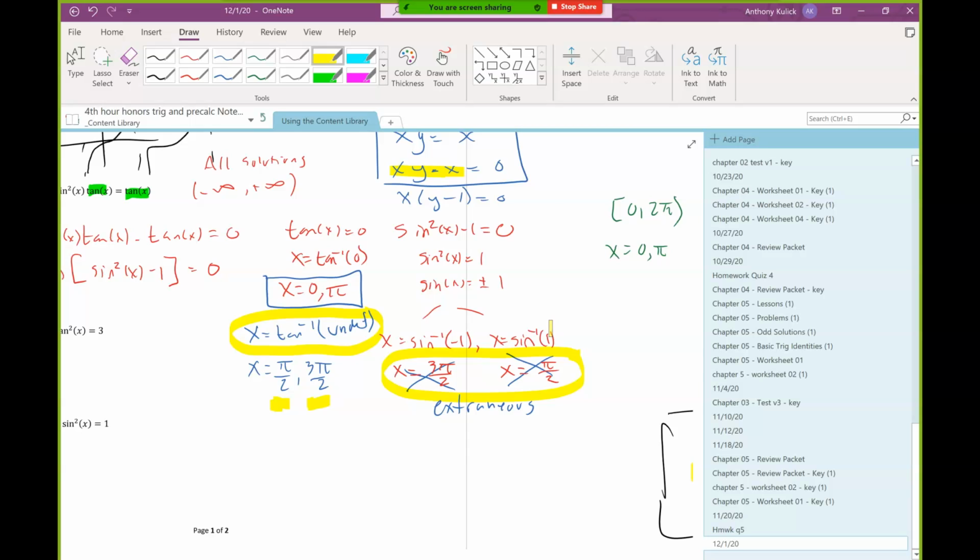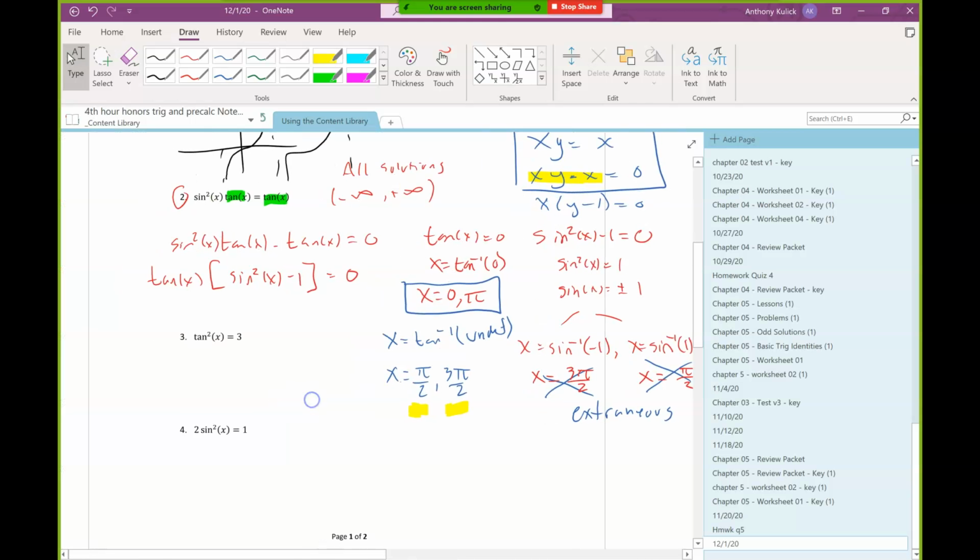So the only time you need to worry about that is if you have tangent, cotangent, secant, or cosecant in your equation with another trig function. But number 3, you don't have to worry about it because you have only tangents.